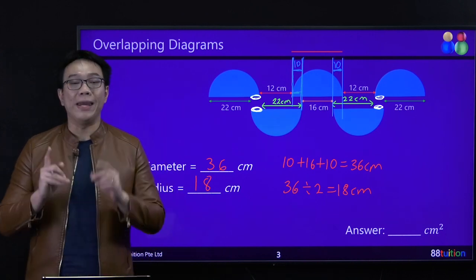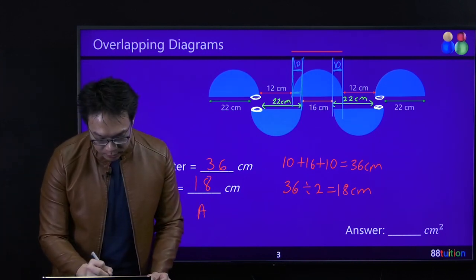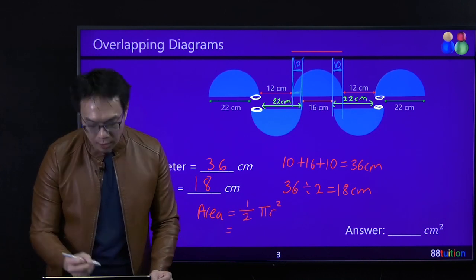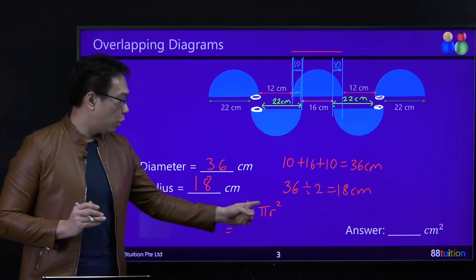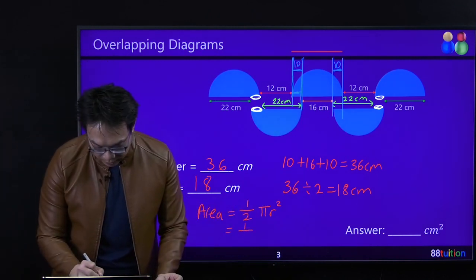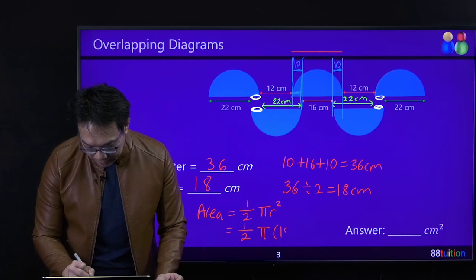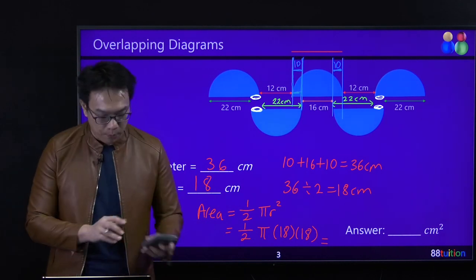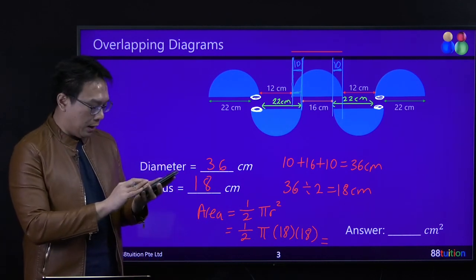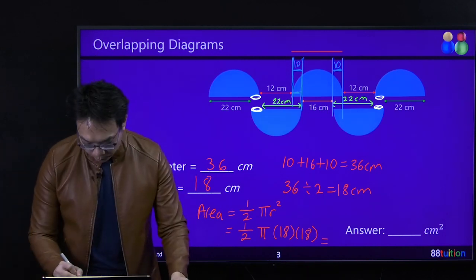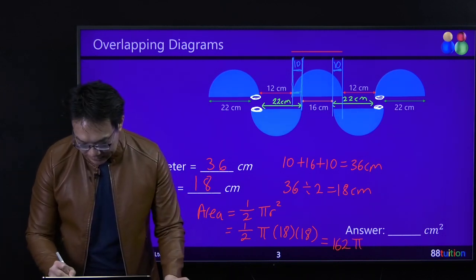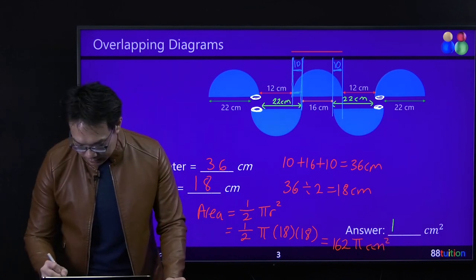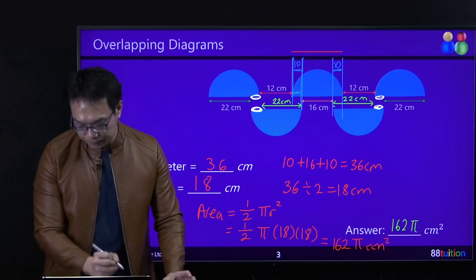And the question is looking for area of one semicircle. Area is given as what? Area is given as half times pi r squared, leaving your pi in the answer. So your r is 18. So it's actually half times pi times 18 times 18. Press your calculator, the numbers without the pi. You press 18 times 18 times half, and that will give you 162. Your pi still remains at the back, cm squared. That's how you lock in your answer as 162 pi cm squared.